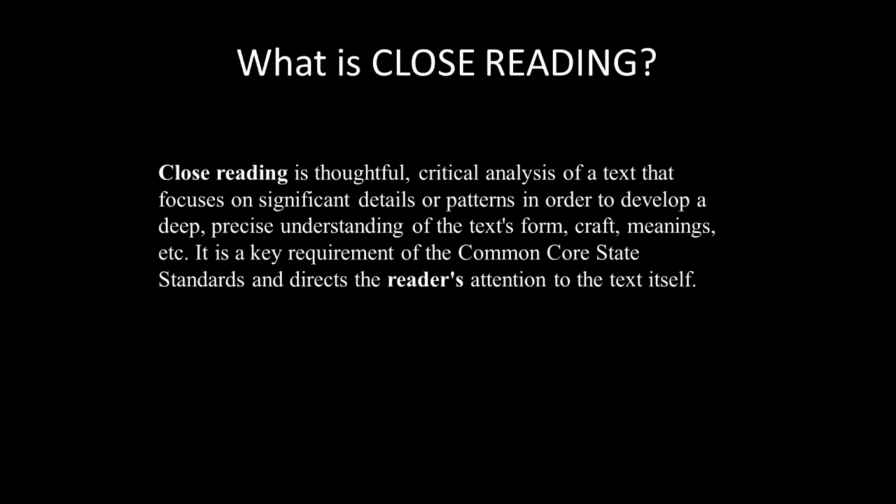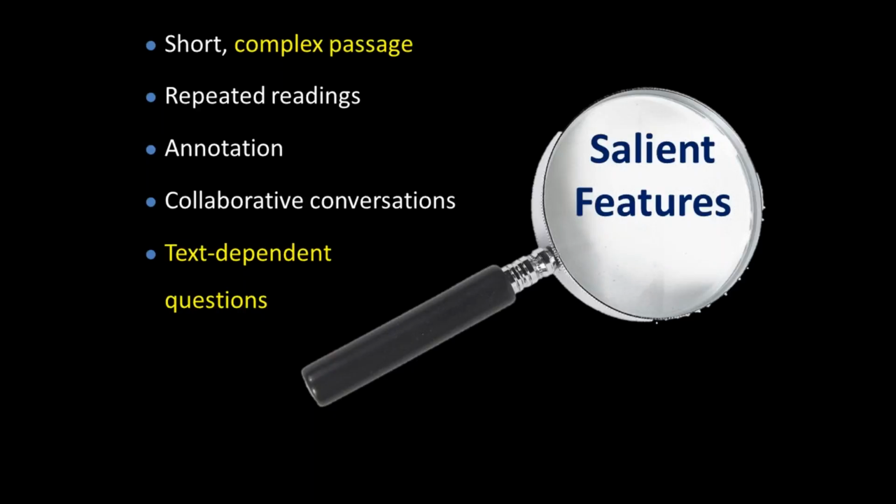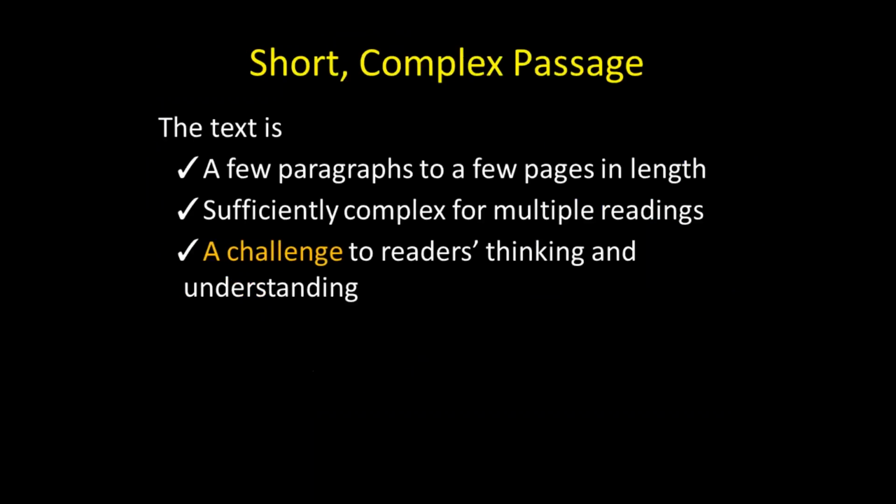We also know that we don't engage in a close read with students without a text that is of a complex nature, which is why we started our development back in December on talking about text complexity. When we talk about close reading, we want to have a couple of salient features present. We want to ensure that we're using a short, complex passage. We're engaging kids in repeated readings. We're offering an opportunity for annotation, whether that's through pictures or through words. We're allowing kids to have opportunities to engage in collaborative conversations. And then we are also making sure that through that close read, we are focusing on asking text-dependent questions.